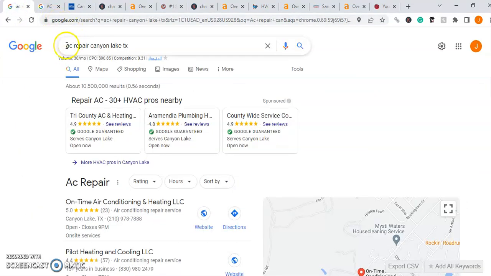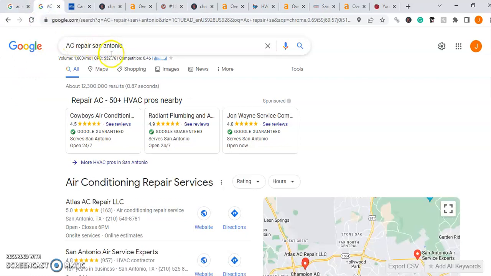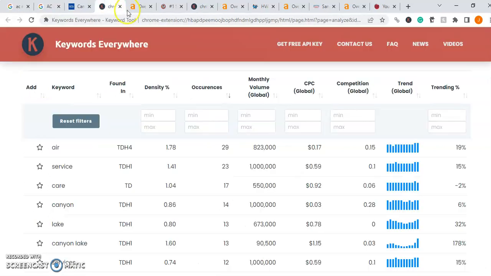So here we have AC Repair Canyon Lake. And if you take a look here, there's only 30 searches a month with a 0.31 competition. Now, to put that in perspective, this is on a 1.0 scale, so 0.31 isn't bad. Once again, we come back to San Antonio. We have 1,600 searches and a 0.46 competition. So a little bit more competition, but a lot more search volume. So definitely something to think about.